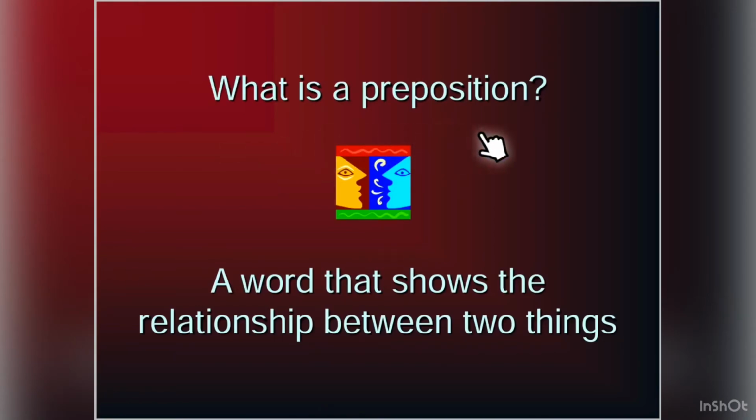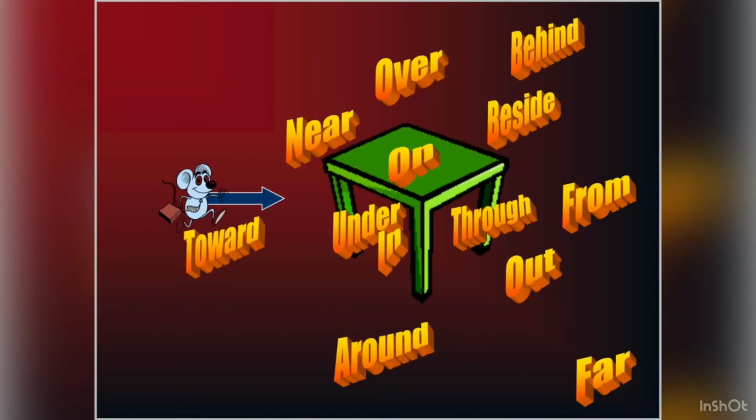What is a preposition? A preposition is a word that shows the relationship between two things, or the relationship between words in a sentence. For example, the relationship between the mouse and the table. In English, we have so many prepositions. For example: towards, near, over, on, around, through, from, behind, far. These are different examples of prepositions in English.